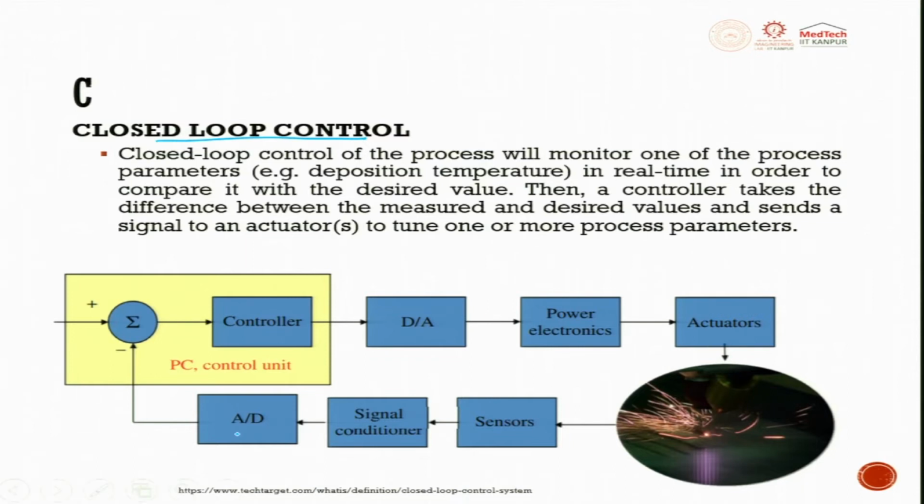So, this is a closed loop system wherein they would like to have control over deposition, temperature, gas getting formed, fumes getting formed. All these things are closed control loop controllers which are established in additive manufacturing. The closed control loops of a process will monitor one of the process parameters, it can be one or many, in real time in order to compare it with the desired value. So, some value x is there, it compares with x. If the difference is 0, then the next set of signal is given. If it is not 0, corrections are made.